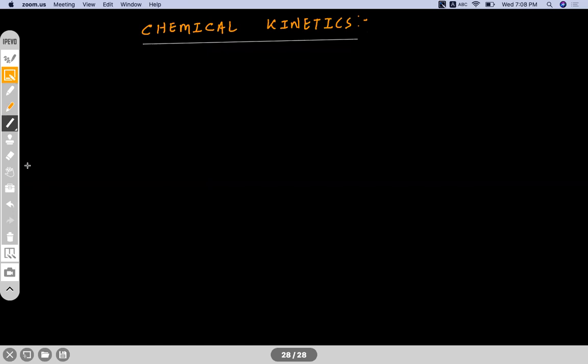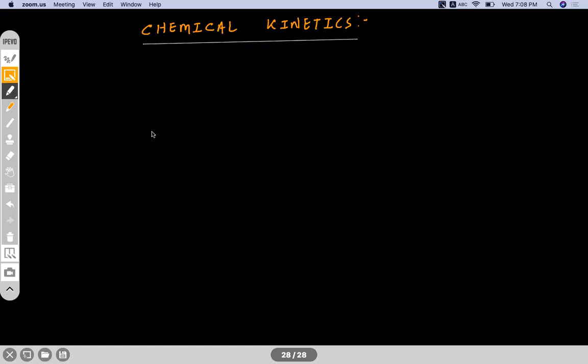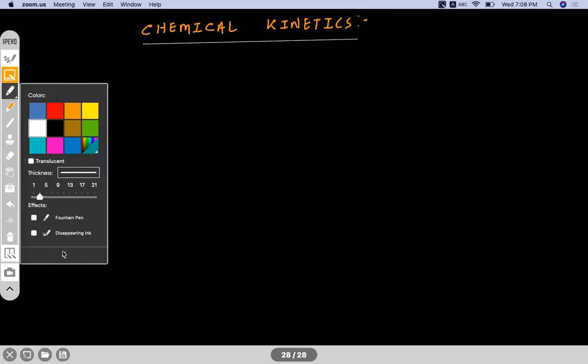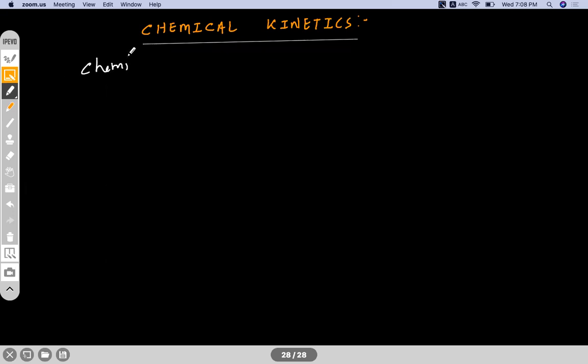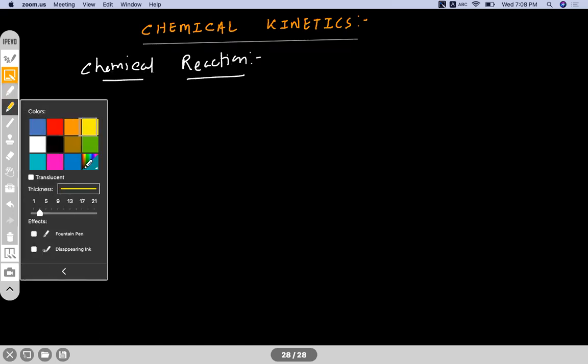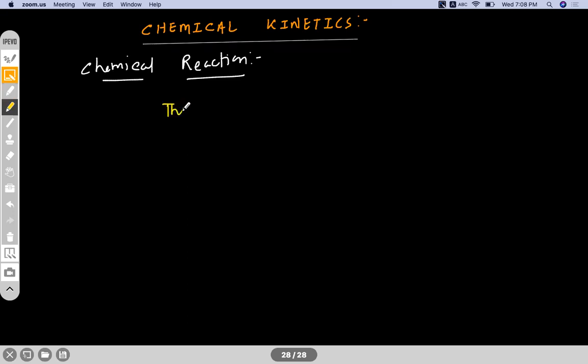Okay. You see, this chapter is all about, again, chemical reactions only. As far as chemical reaction is concerned, we had already studied two different chapters. Two chapters we have discussed, and that is thermodynamics, which we already studied in 11th grade, right? And we have also done chemical equilibrium.